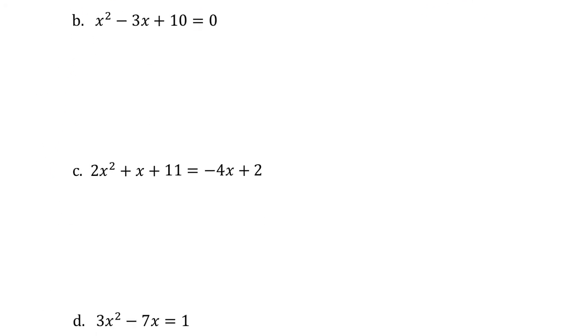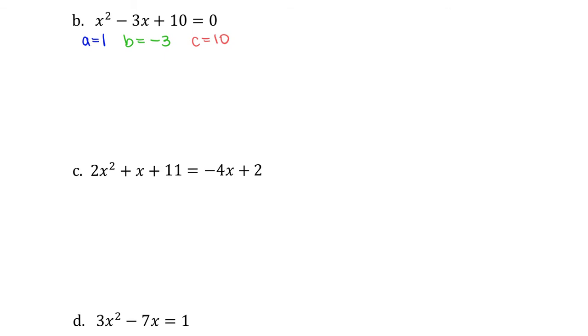Okay, let's look at B. X squared minus 3x plus 10. In standard form? Yeah. Let's identify A, B, and C. And you don't have to write them, but you do have to plug them in. A is, well, it's just x squared, which means this is 1x squared. It's minus 3x, so B is minus 3, C is positive 10.